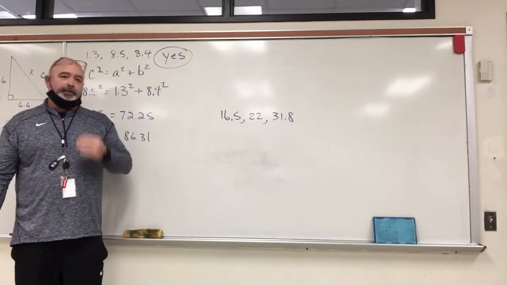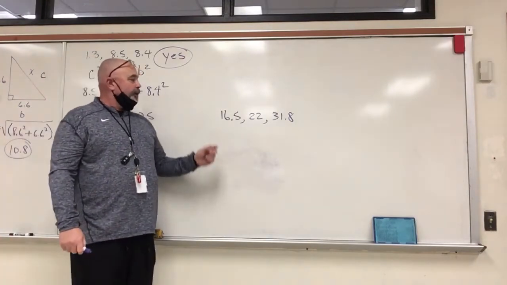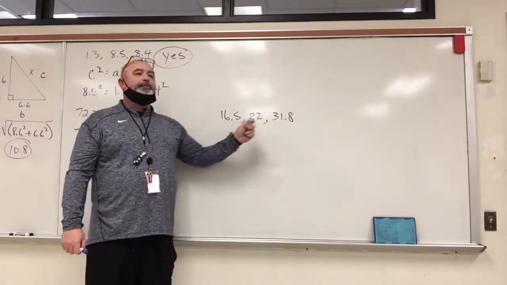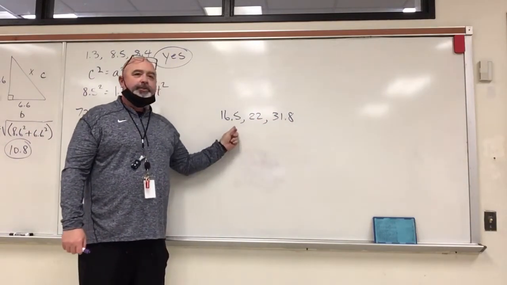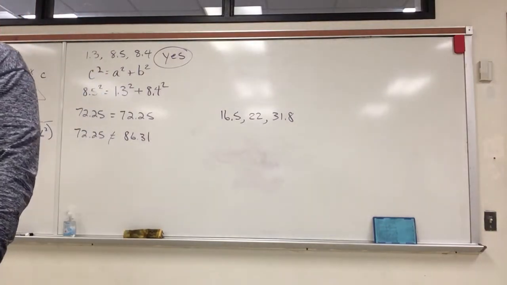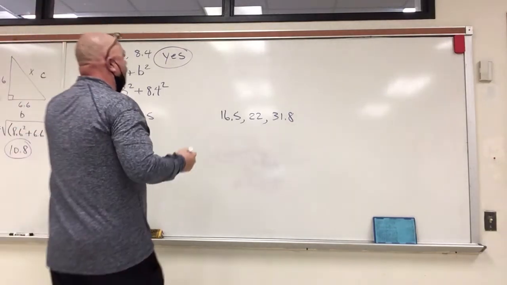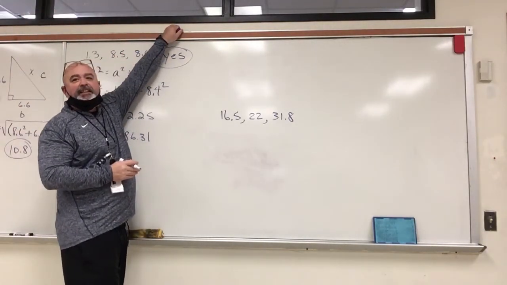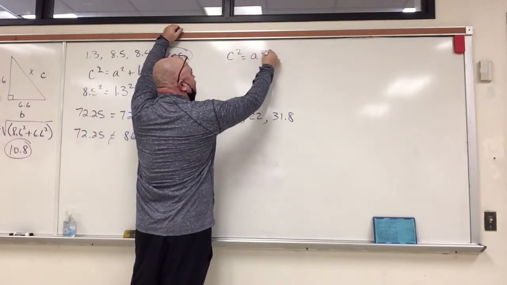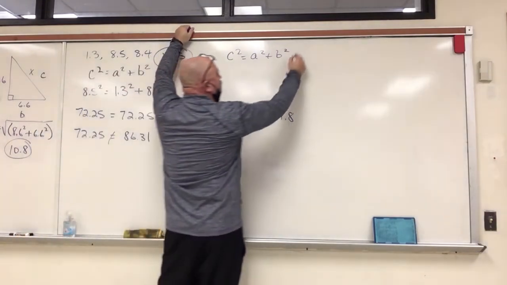Last set of questions. Your last set of questions say this: what type of triangle do these numbers represent? A right triangle, an obtuse triangle, or an acute triangle? All right, so here we go. This is the key that you're going to use. So we said that if c squared equals a squared plus b squared, what type of triangle do we have? Right. We got a right triangle.